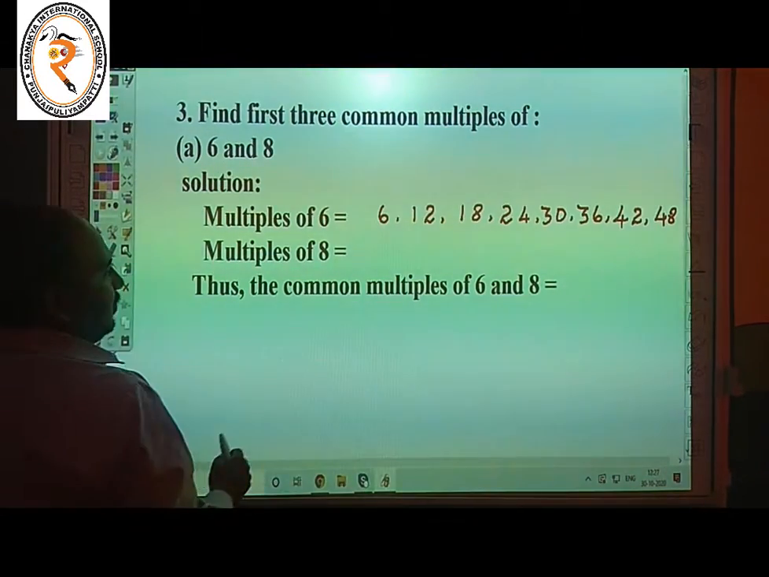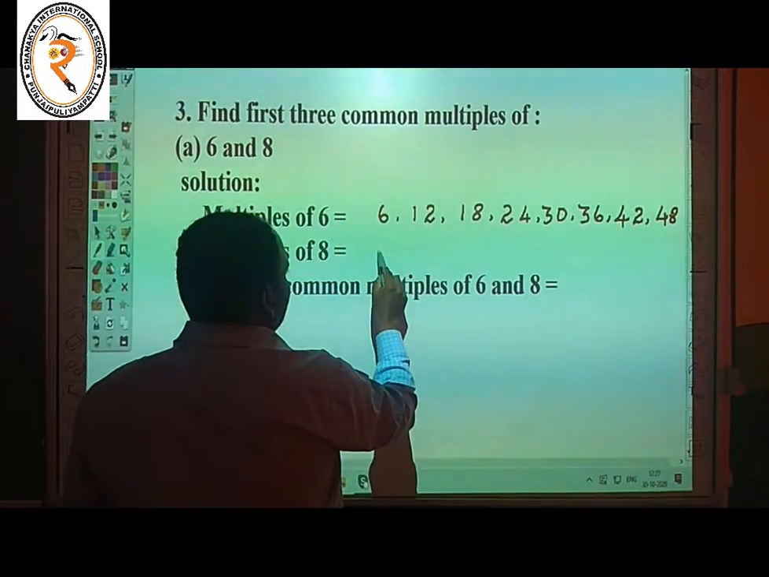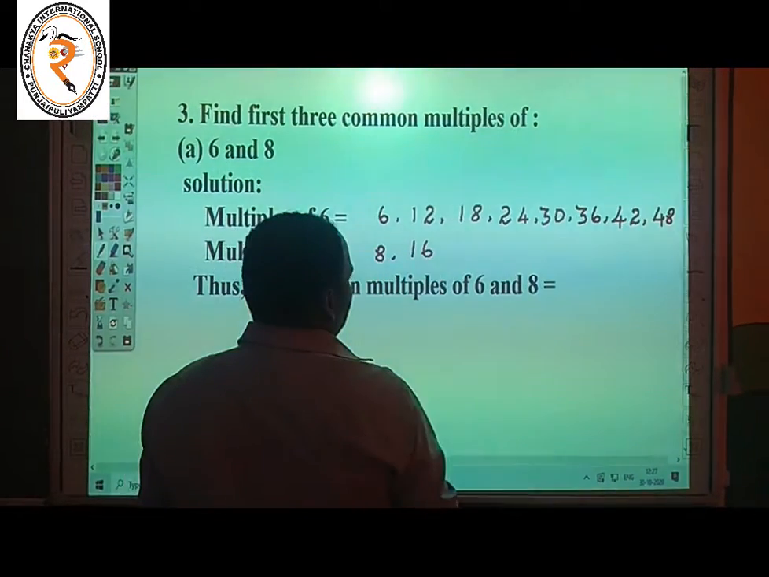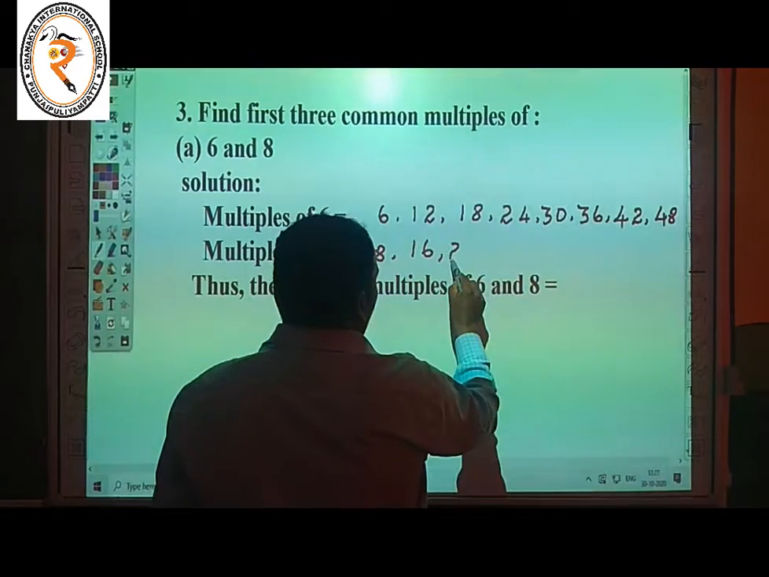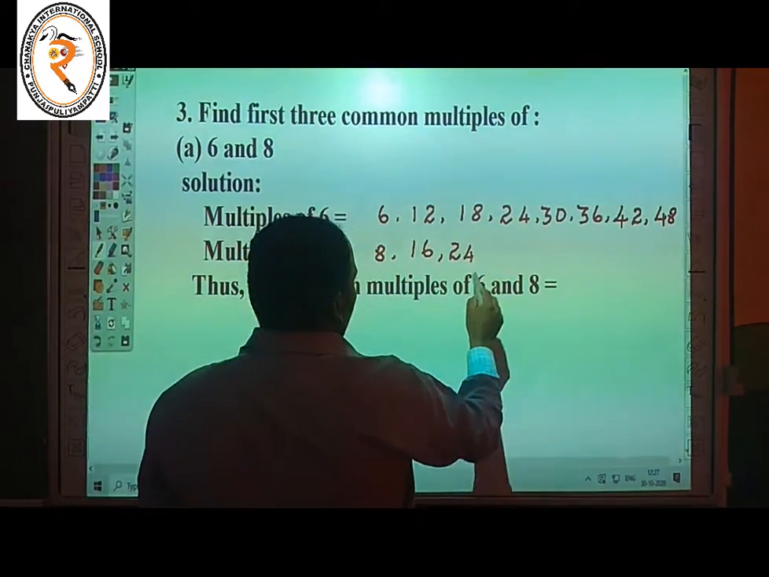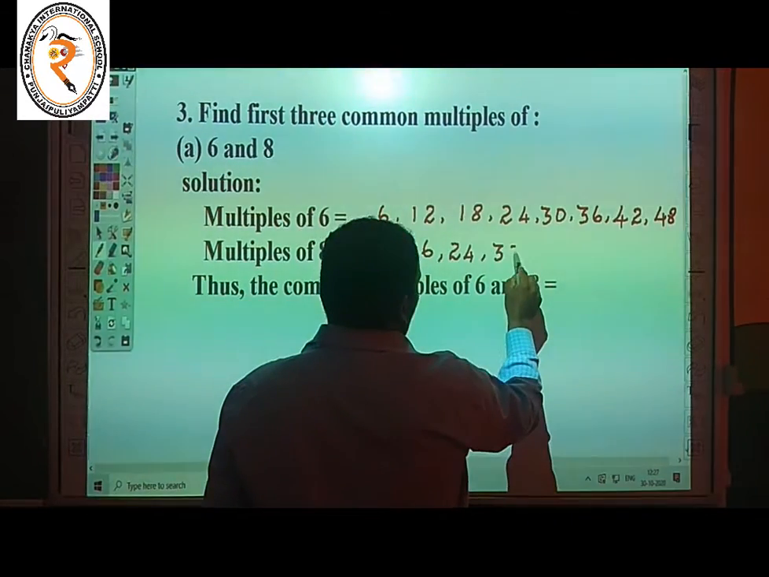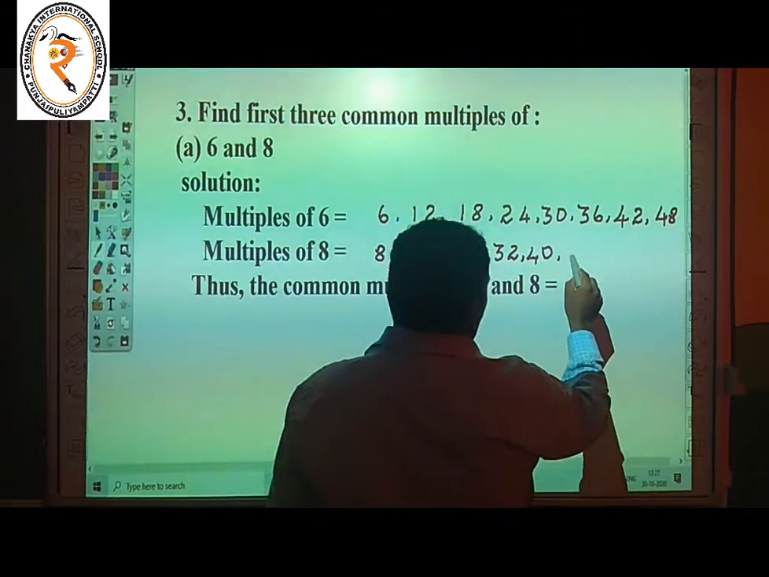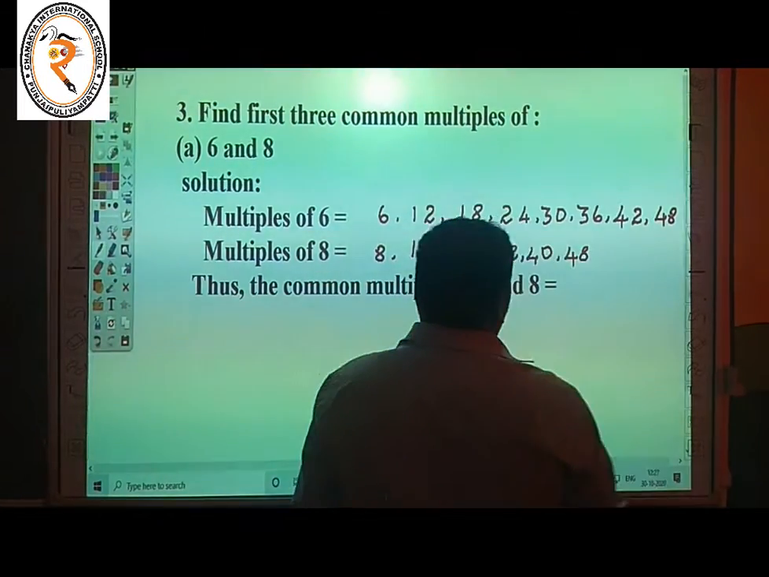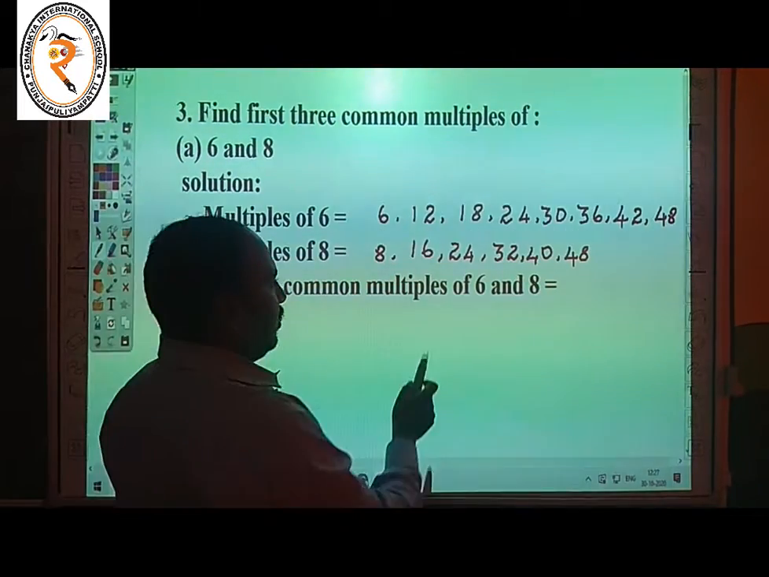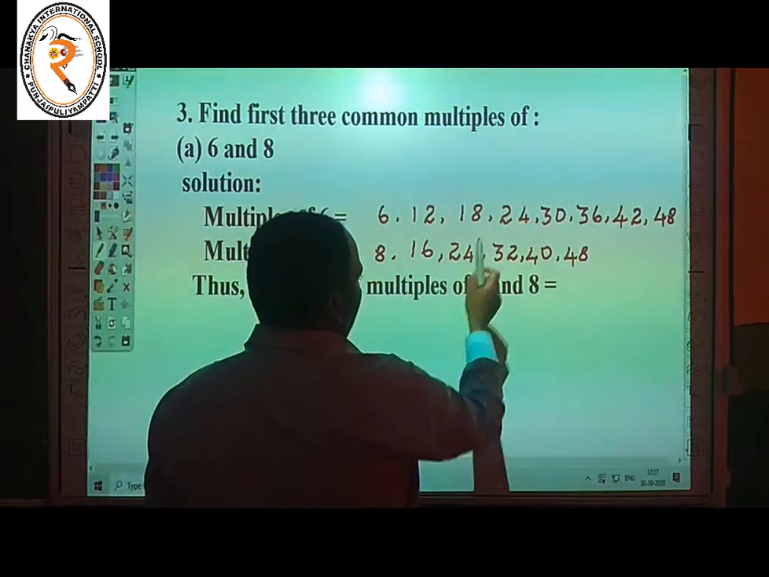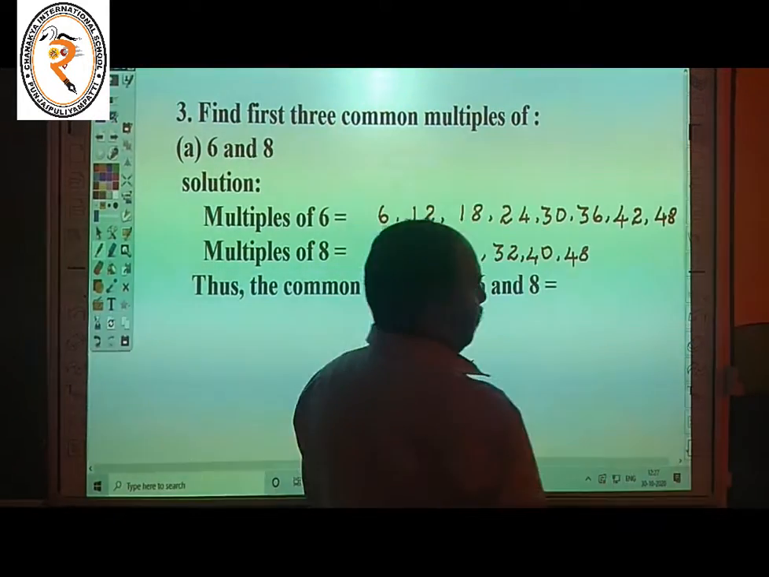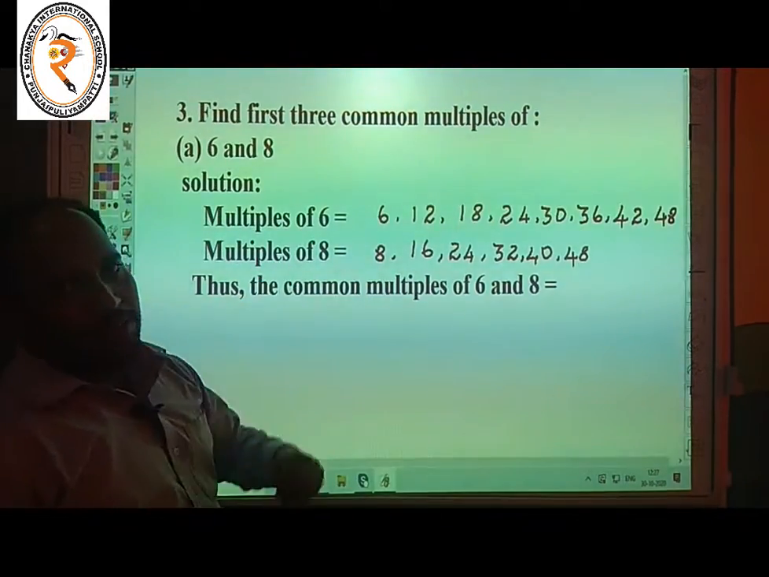Then multiples of 8: 1 8 is 8, 2 8s are 16, 3 8s are 24, 4 8s are 32, 5 8s are 40, 6 8s are 48. Now we have 2 common multiples. The first one is 24 and then second one is 48, but we want 3 common multiples.